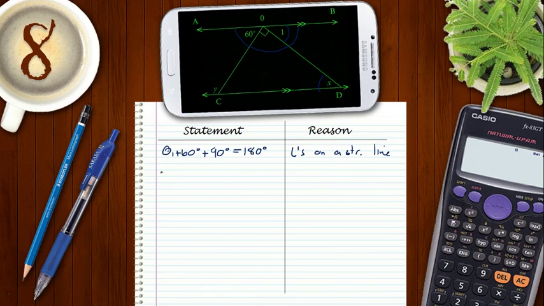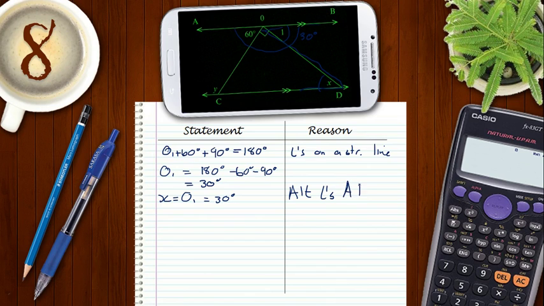And then we solve for O1. So O1 is equal to 180 degrees minus 60 degrees minus 90 degrees. And then we have 180 minus 90, which is 90, and then minus another 60 is 30. So we have that O1 is 30 degrees. And then we see that these guys are alternate angles. So X is equal to O1, which is equal to 30. The reason is alternate angles. And our parallel lines are AB is parallel to CD.